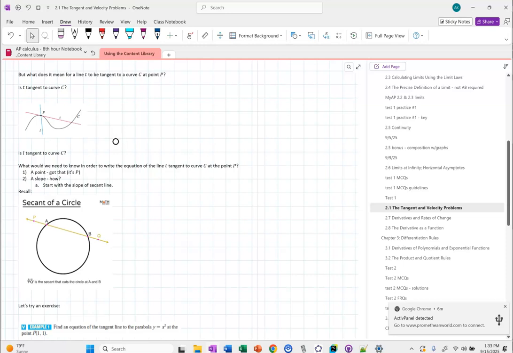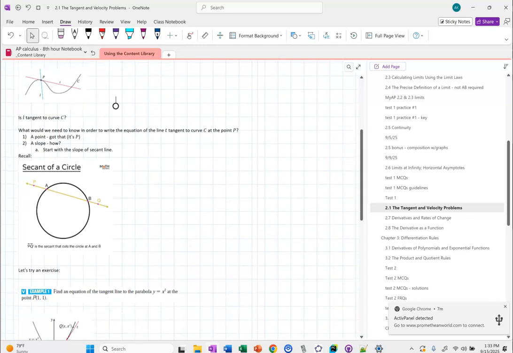So I have a point for that tangent line. But if I want to get a slope, I don't know what the slope of that tangent line needs to be, so I can't just pick another point on T. All I have is this P, the point on the curve that I'm trying to draw the tangent to. So how am I going to do that?